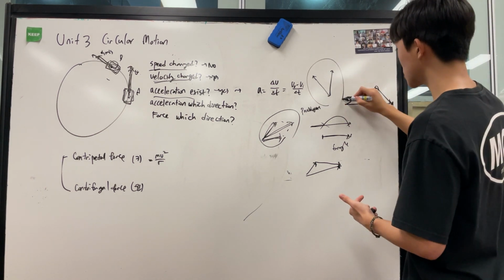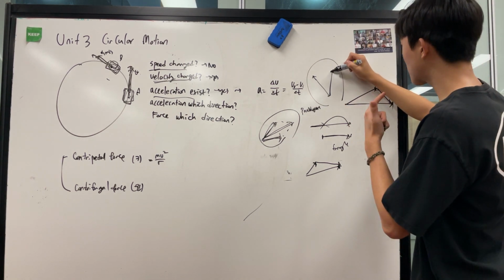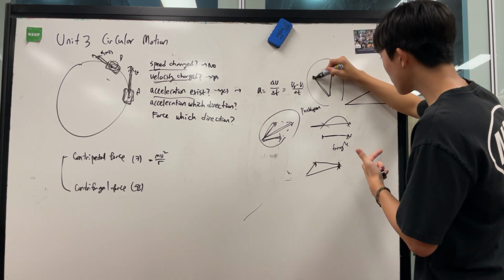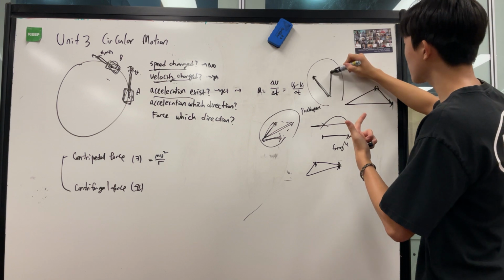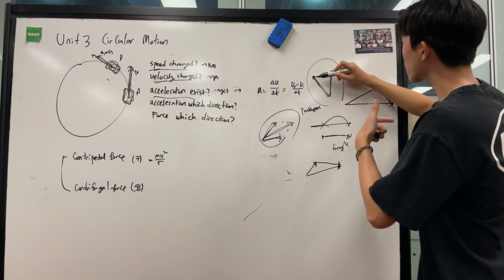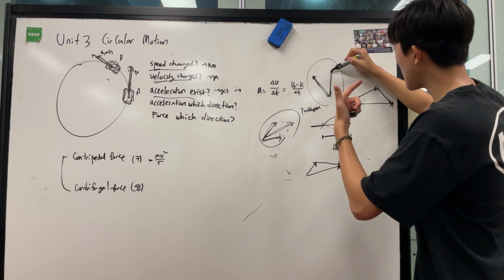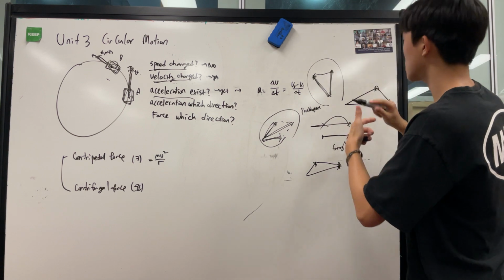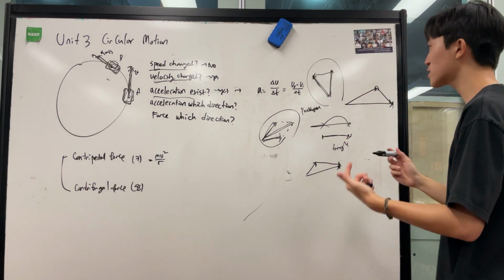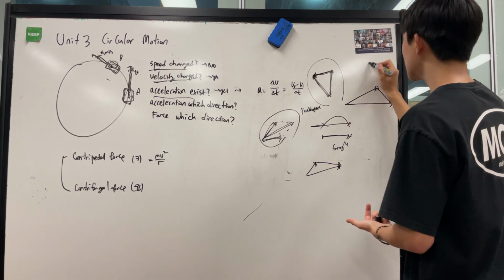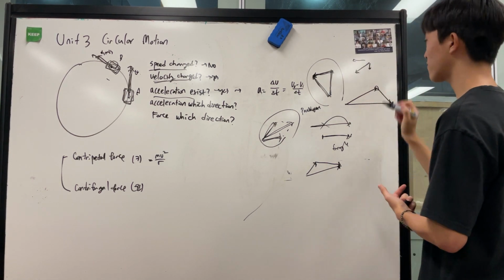So in this situation, you want to subtract this velocity from this velocity, because this velocity is the final velocity and this velocity is the initial velocity. So you want to subtract this from this. So you connect the head of this vector to the head of the other vector that you're subtracting from. Thus, the subtraction of the two vectors would point this way, which is slightly downwards and leftward.